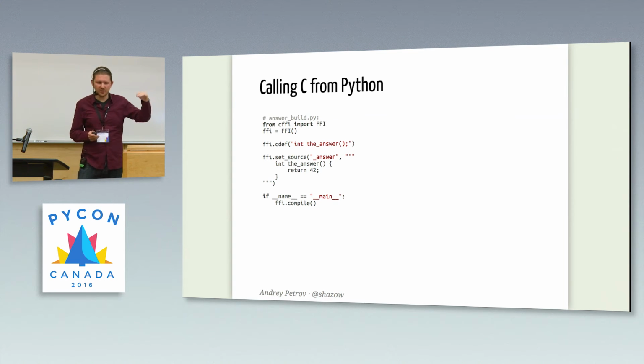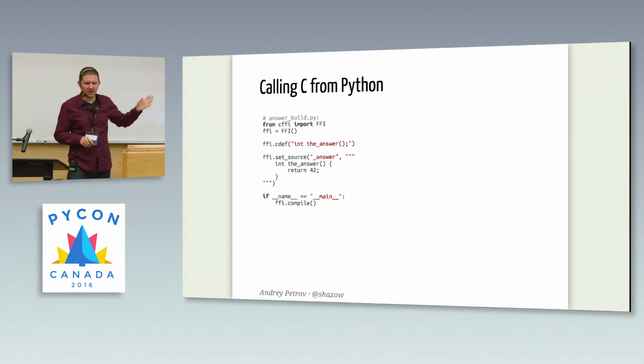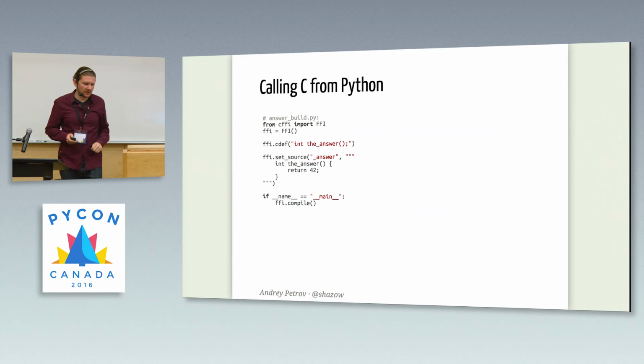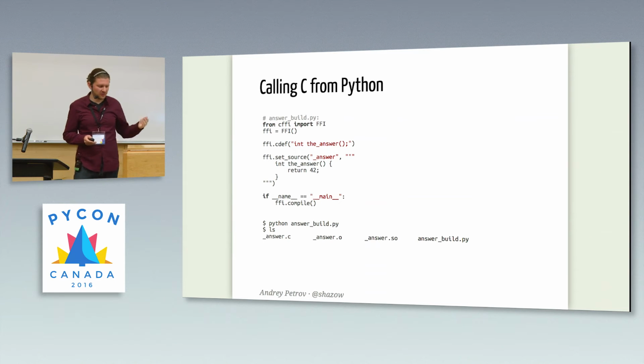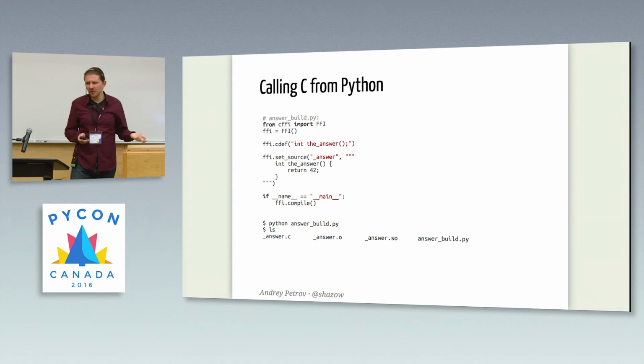Similar to Go, we can do it inline, or we can reference an external library to include in there. So here we've defined the answer, which returns 42. And then we build it, and that generates a bunch of things for us. It generates C code, an object file, and a shared object file.